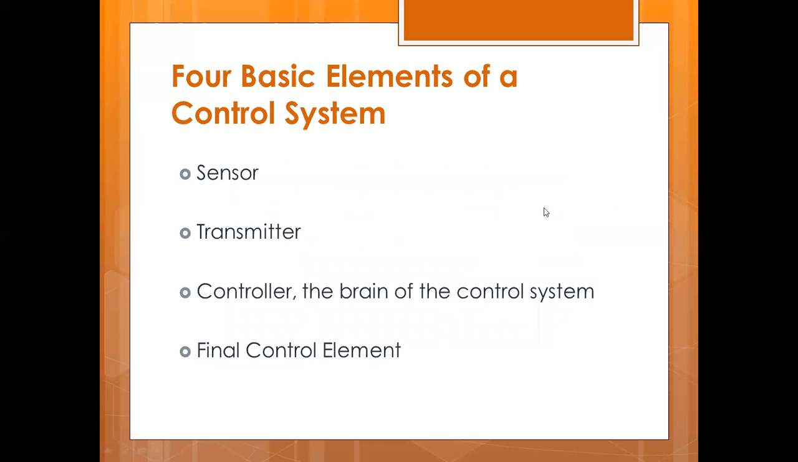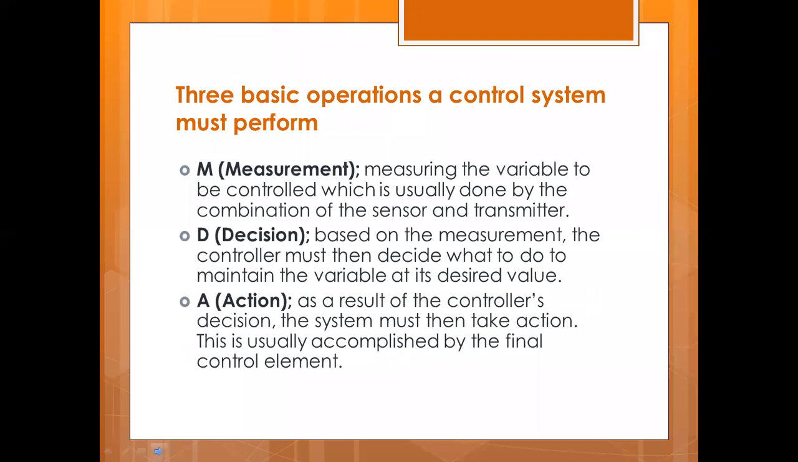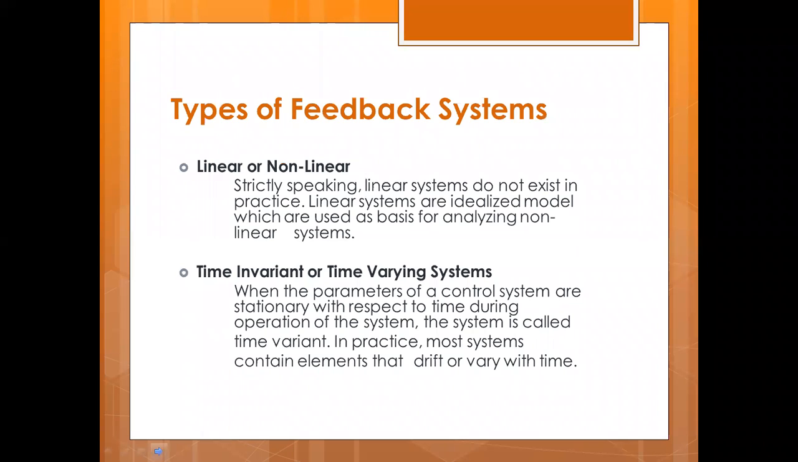Now, the four basic elements of your control system are the sensor, the transmitter, the controller, and the final control element. These are the three basic operations your control system must perform, with the acronym MAD: measure, decide, and act. This was covered, as well as SEM.